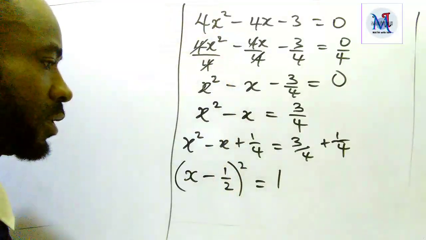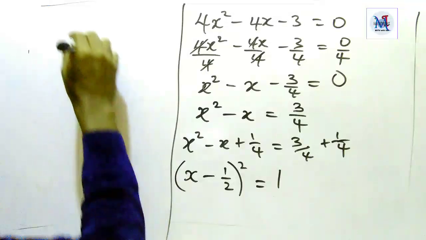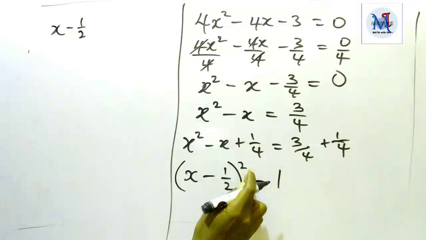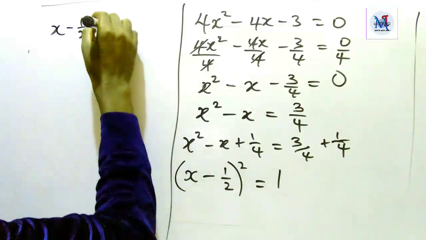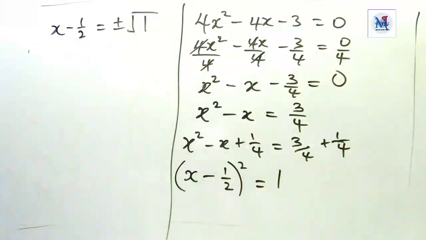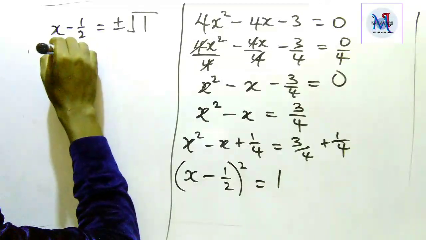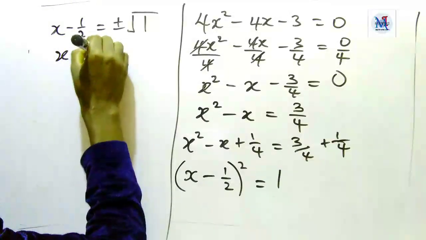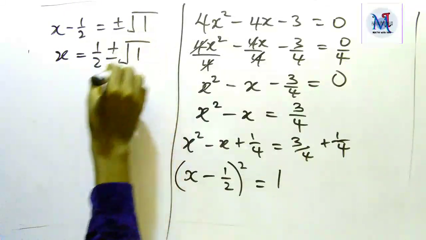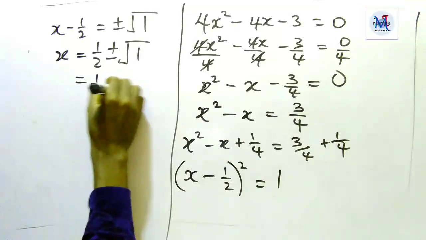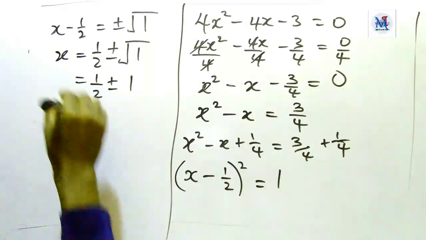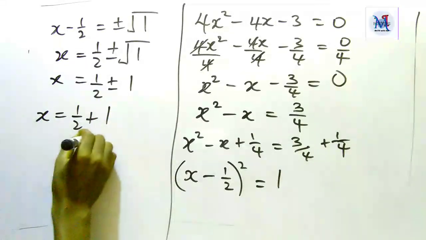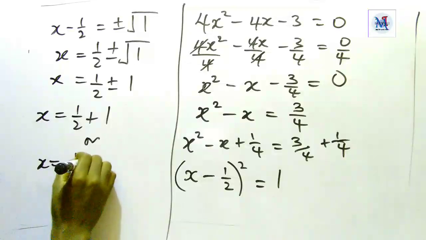Now let's go. So we are left now with, hope you can see that, x minus 1 over 2 all squared. I'm going to get rid of this square now. And that is going to give me plus or minus square root of 1. Okay? And so I'm having x is equal to, I move this minus half down here, becomes plus half, plus or minus square root of 1. And the square root of 1 is still 1. Can you see that? So therefore, I can now split it. x is equal to half plus 1, or x is equal to half minus 1.